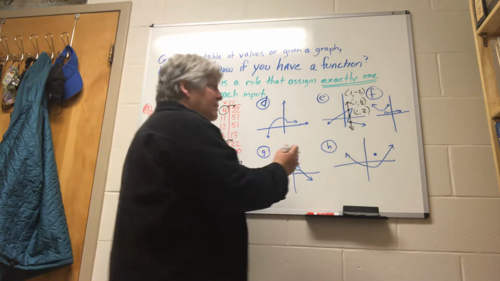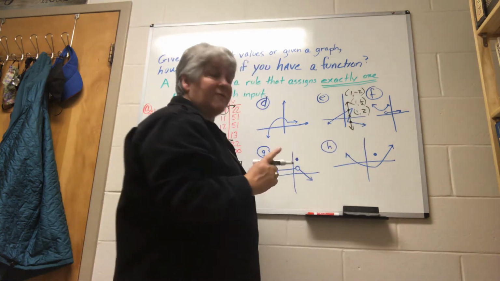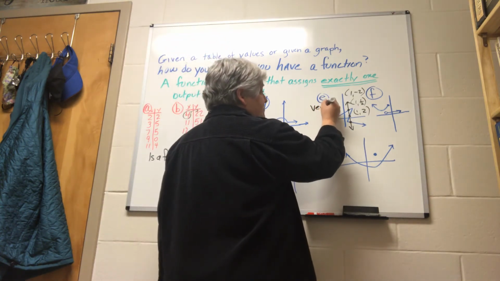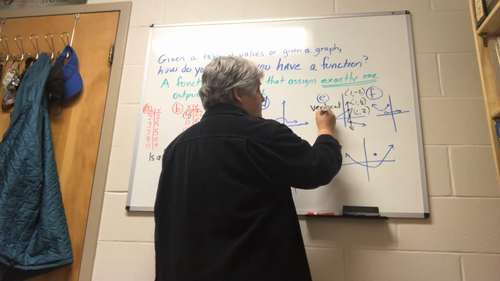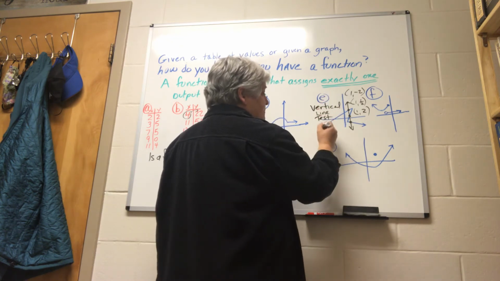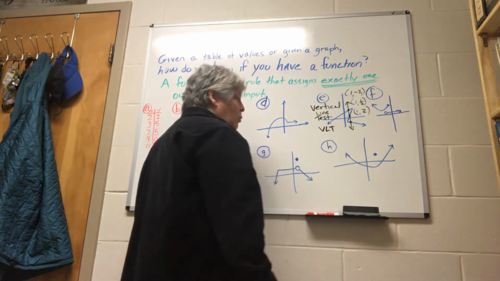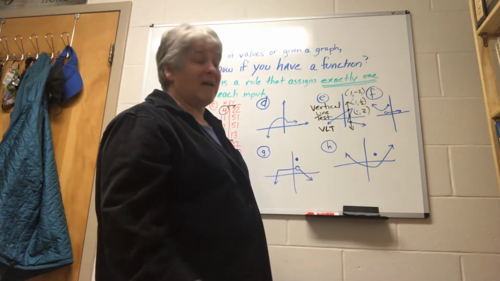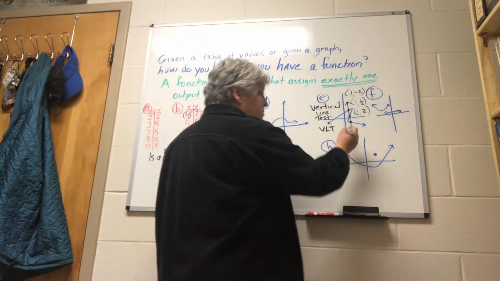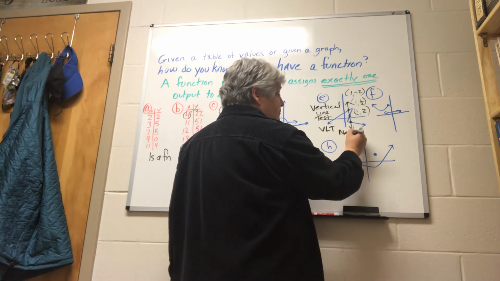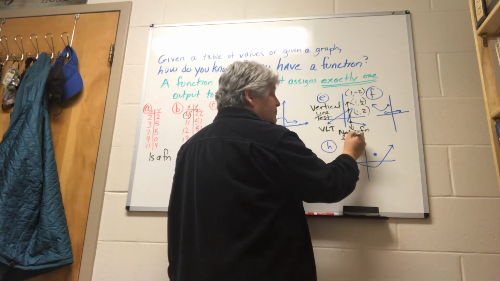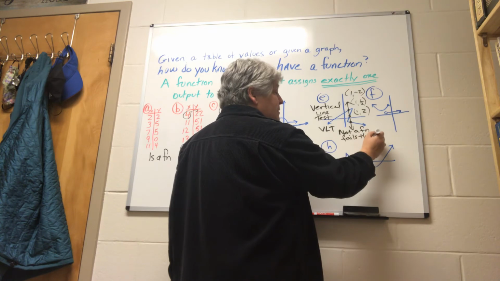So basically what I've done is draw a vertical line that cuts the graph more than once. That's called the vertical line test, and I abbreviate that VLT. When I can draw a vertical line that intersects a graph more than once, it tells me that I'm not dealing with a function. So we would say this is not a function, and if somebody asked you why, you'd say it fails the vertical line test.